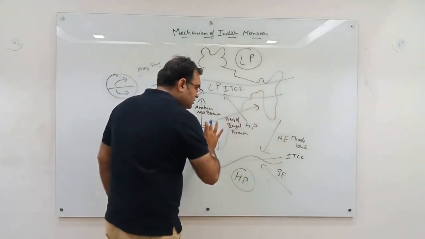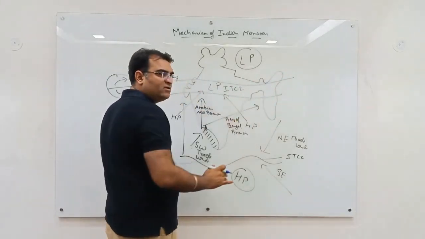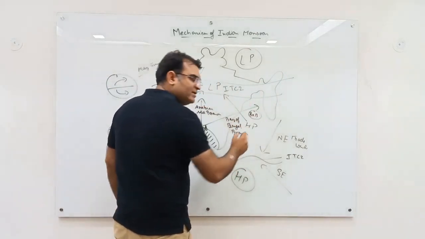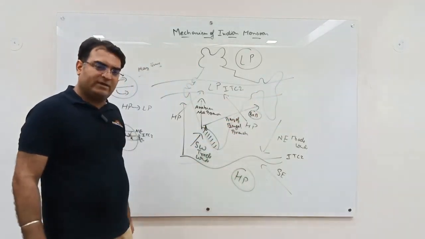As this Bay of Bengal branch is approaching towards the northeastern part of India, it is gaining more moisture from the Bay of Bengal region, and it is bringing heavy rainfall in the northeastern part of India.